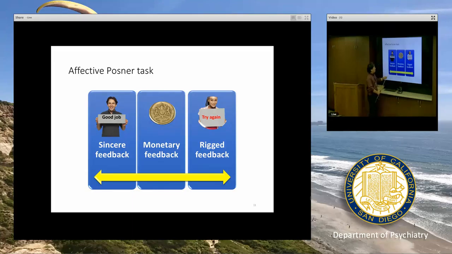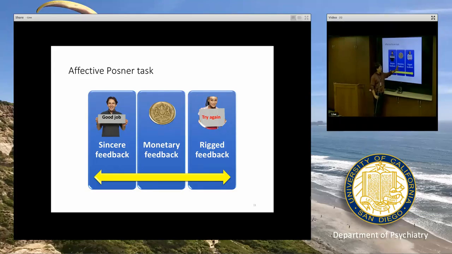So the task was originally designed to measure attention, right? You give the subject a very simple computer game and ask them to follow the rule. And if they did the task successfully, they will receive the feedback, did a good job, or you did it wrong, do it again. So we divided the task into three parts. The first part requires sincere feedback. It's true feedback. If they did it correctly, they get a thumbs up. If they did it incorrectly, they receive a thumbs down.